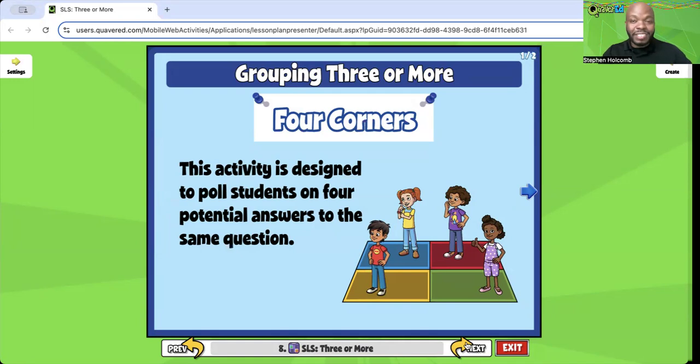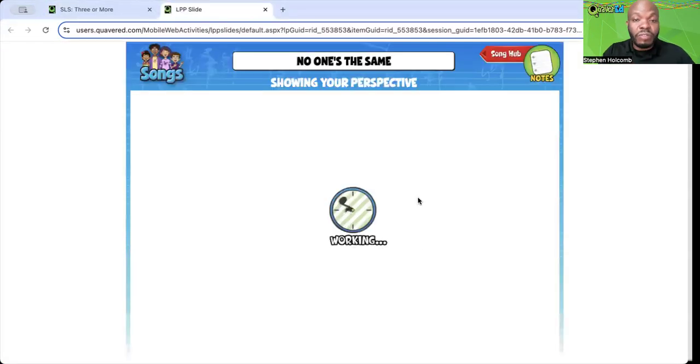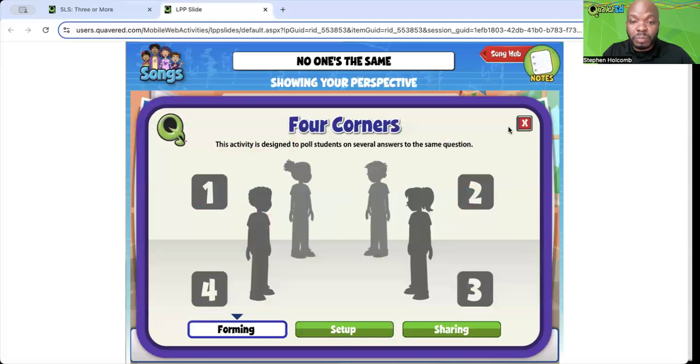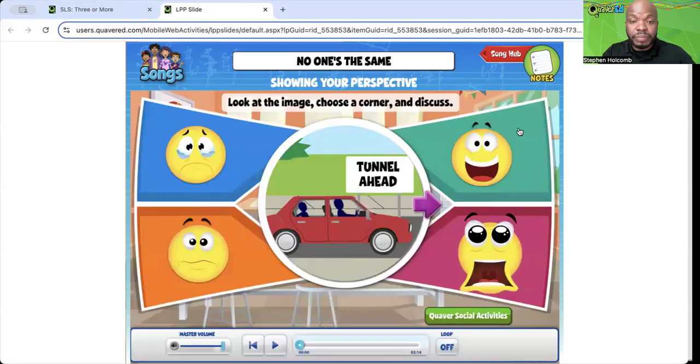I really like this one because, again, you can think of different ways to format your four corners. Your four corners can be based off of a certain theme or a certain topic. In this case, I would like to show one from the Quaver Ready curriculum called Showing Your Perspective. The particular topic to this activity is No One's the Same. As you can see, this four corners activity is set up so that students can poll based off of one similar question. In this case, the similar question is just showing your perspective on these different scenarios.